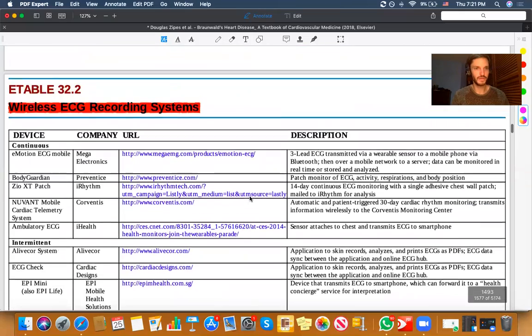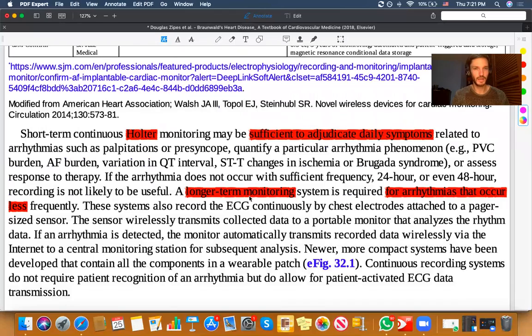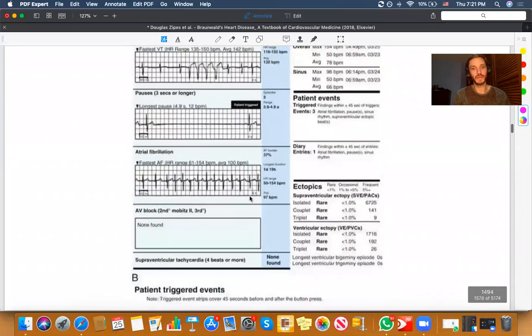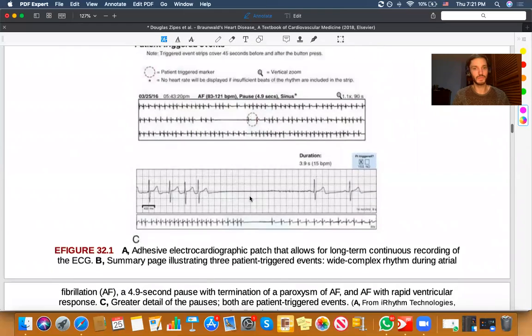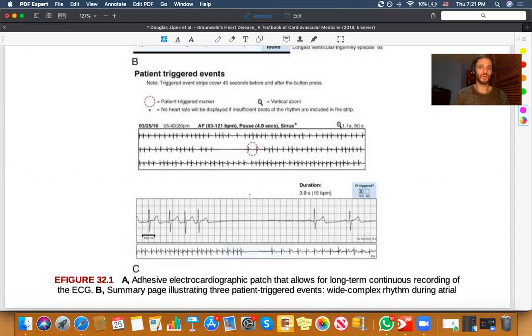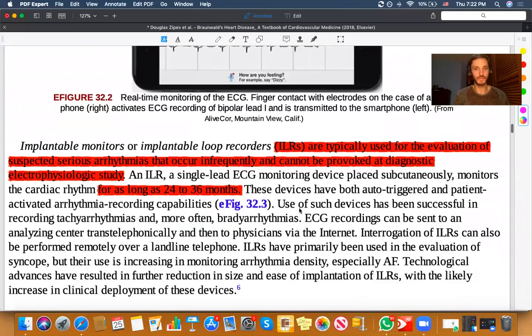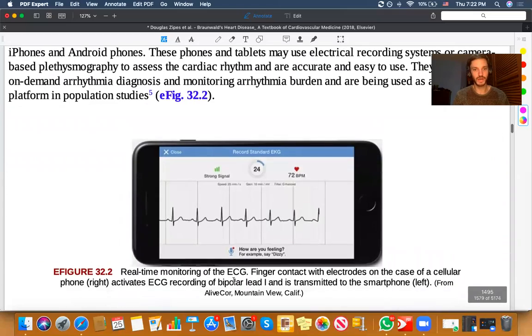Okay. Wireless ECG recording systems. There are different options for them. If you have short-term continuous monitoring, we're talking about 24 to 48 hours. Generally, this is called the Holter monitor, named after the person who invented this technology, and it's sufficient to adjudicate patients' daily symptoms. If the patient doesn't have daily symptoms, you probably need longer-term monitoring for arrhythmias that occur less frequently. And if you have patients that do not have frequent symptoms at all, you will probably need an implantable loop recorder that goes on to record even longer, even 24 to 36 months.